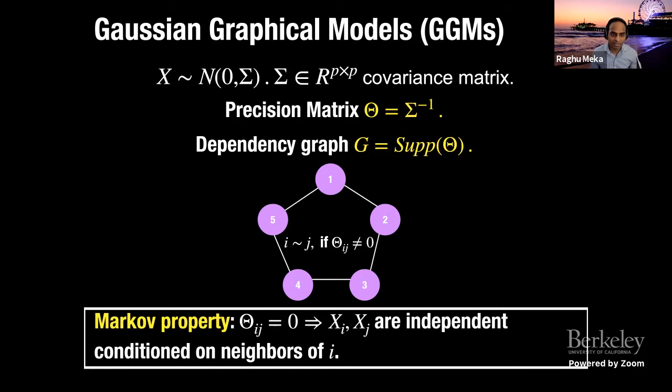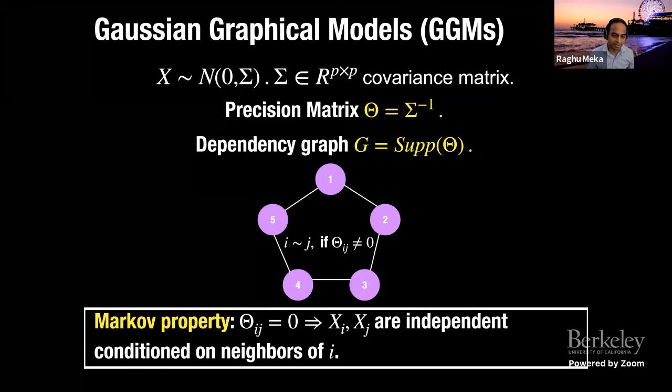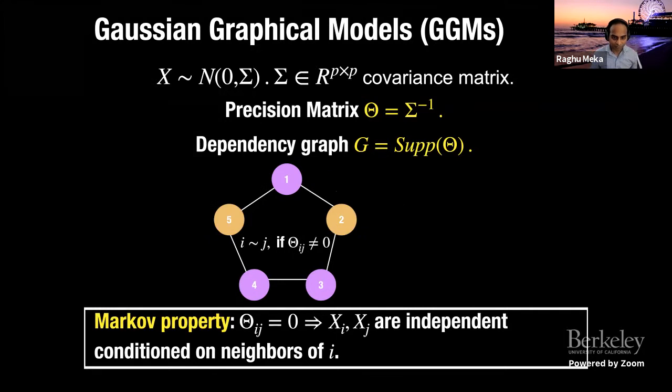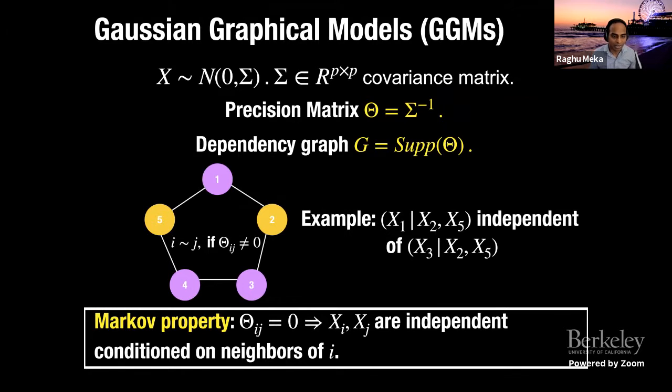And Dempster showed that the distribution has the following Markov property with respect to this graph. If there is no edge between two vertices, i and j, in this graph, that is theta_ij is 0, then x_i and x_j are independent, conditioned on the neighbors of vertex i. So for example, here, 1 and 3 do not have an edge between them. So x_1 and x_3 are independent of each other when you condition on neighbors of 1, let's say 2 and 5. More generally, they'll be independent whenever you condition on any cut in the graph. So that's why we'll start looking at the precision matrix.